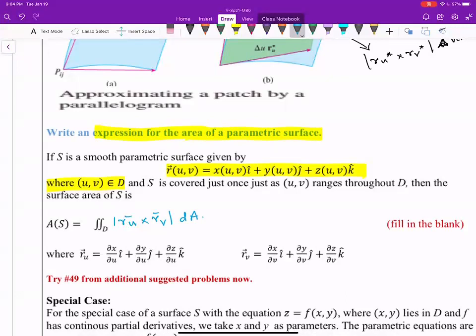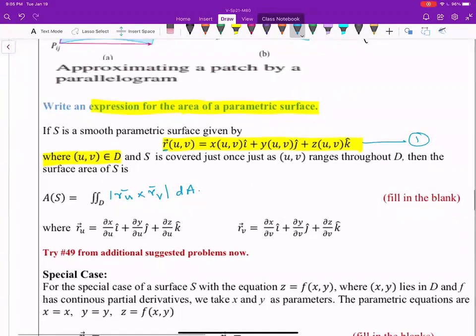Where what is Ru? It is the partial derivative of R with respect to u. R is given here, so you are differentiating that R with respect to u. So it is dou x by dou u i plus dou y by dou u j plus dou z by dou u k. When I say dou z over dou u, it means the partial derivative of z with respect to u. In the same way, Rv is dou x by dou v i plus dou y by dou v j plus dou z by dou v k.